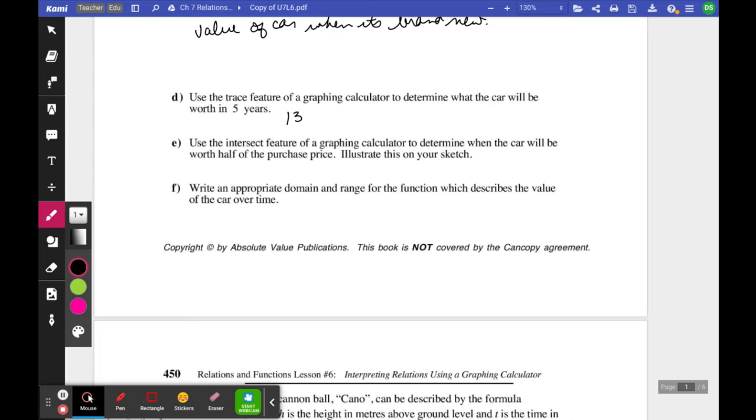$13,750. You got it? Okay. You do the next part on your own, and I'll try to figure this out. It says use the intersecting feature of a graphing calculator to determine when the car will be worth half of the purchase price. What would that be? Y would be the Y value. The V value would be 10,000. Go do it. Finish this all out.